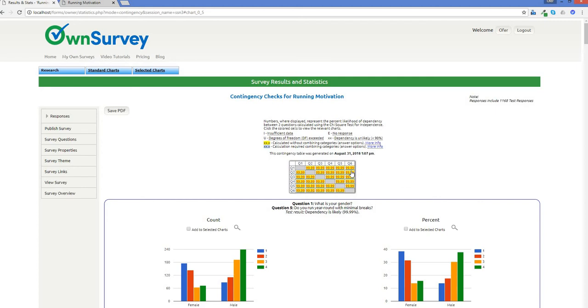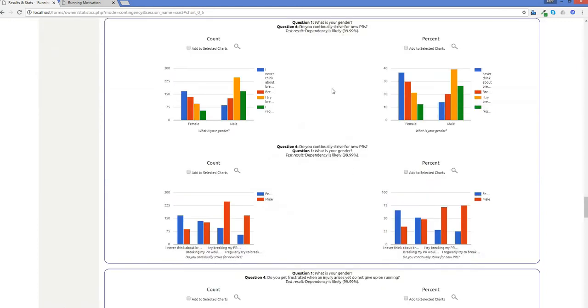Let's go ahead and click on this cell to get to the graphs representing it. And let's look at the percent graph over here. What we can see here is that for male respondents, 26.6% of them answered that they regularly tried to break their PRs, whereas less than 14% said that they never even think about breaking their PRs, whereas for females, only 12.3% said that they regularly tried to break their PRs, and quite a high percentage, 36.8%, said that they never think about PRs. In other words, we can see here that there is a strong relationship between the respondent's gender and whether it's important for the respondent to break their PR.